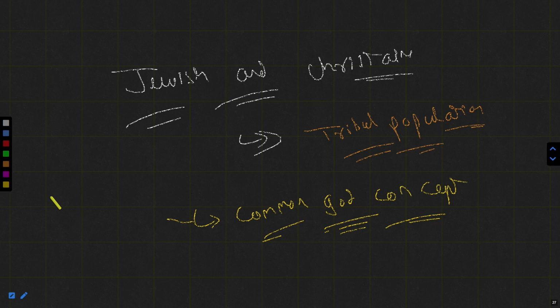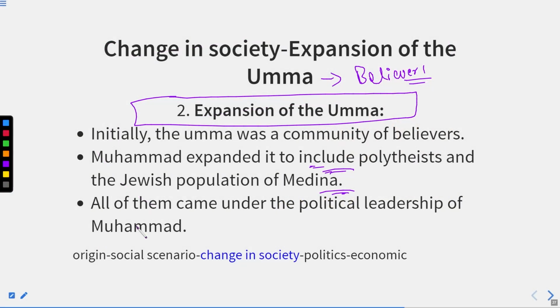How? Because of the presence of Jewish and Christian tribes. Okay, that we had already done. All right. So remember, when Muhammad was expanding his empire and the Islamic world, he also included the Jewish population of Medina to be part of the Ummah. All of them came under the political leadership of Muhammad. It means those who join the Ummah will now be part of the new political order. All right.